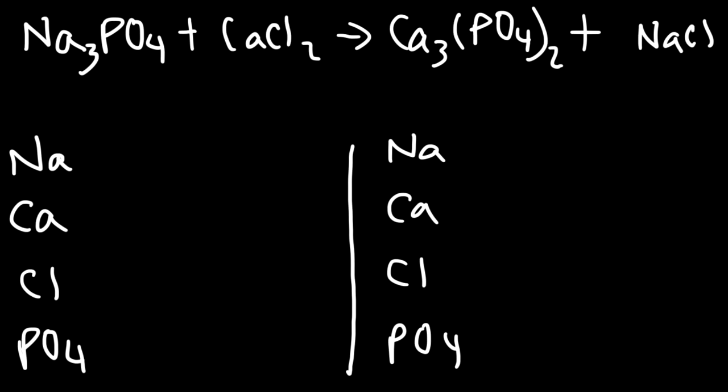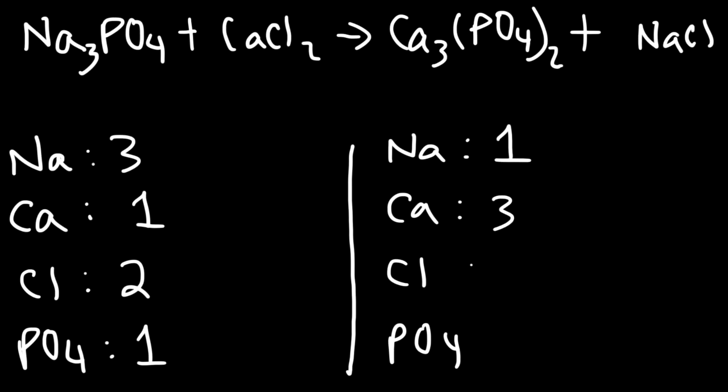So right now, on the left side, we have 3 sodium ions, 1 calcium ion, 2 chlorine particles, and 1 phosphate ion. On the right side, we have 1 sodium ion, 3 calcium ions, 1 chloride ion, and here we have 2 phosphate ions based on the subscript that's here.